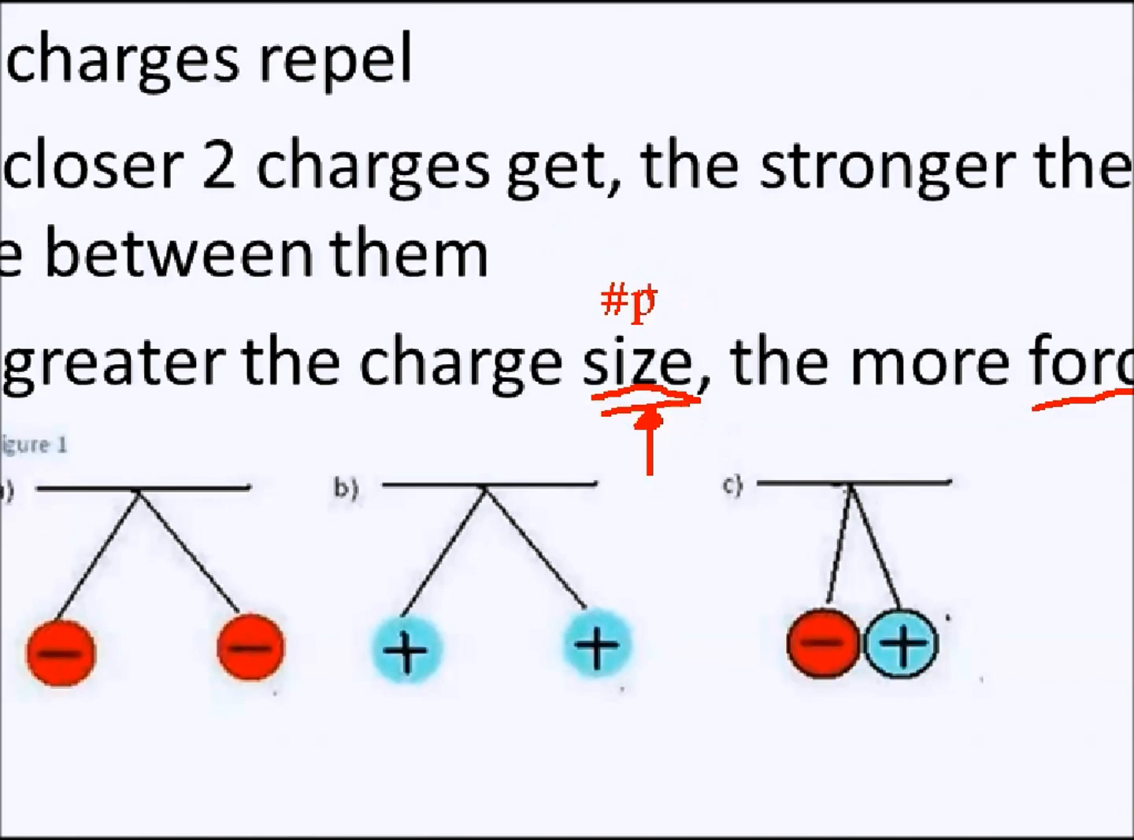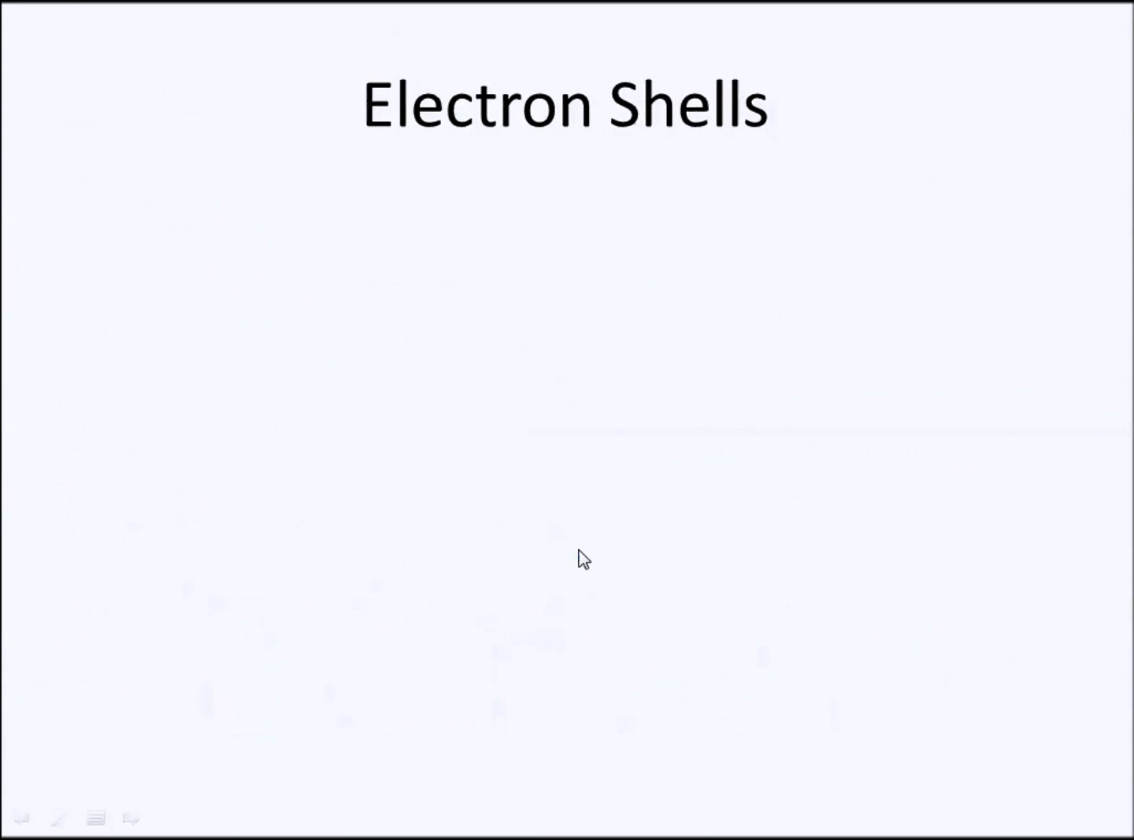So we already know that a proton amount of like 5 has a certain force. If we increase the proton amount to 10, it's going to have double the force. So those things are important. The closer they are, and the greater the charge gets, the more force that they have. Okay? So bringing in those rules about charges, we need to relook at electron shells.